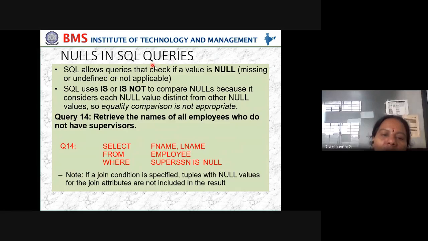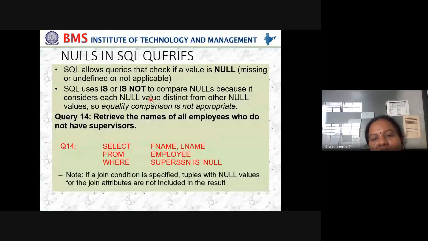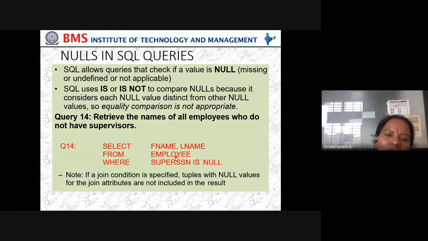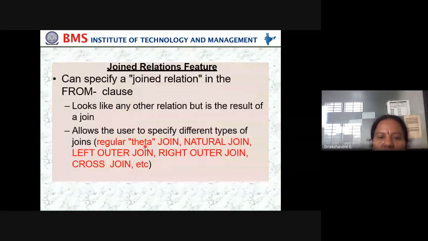Null in SQL. If I don't know any value, then we write it as null. SQL allows queries that check if a value is null, missing, undefined or not applicable. SQL uses is or is not to compare null values, because it considers each null value distinct from other nulls, so equality comparison is not appropriate. Select first name, last name from employee where super SSN is null. So that is where null will be used.